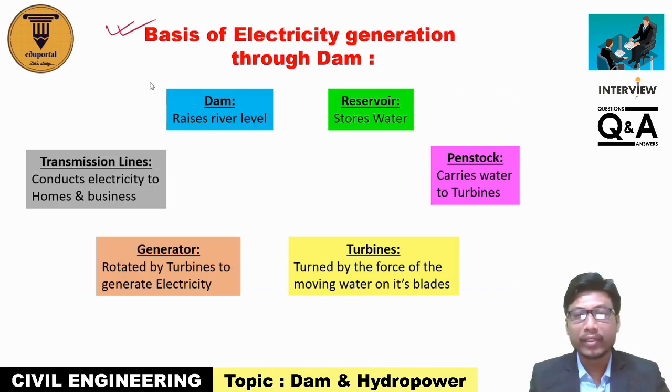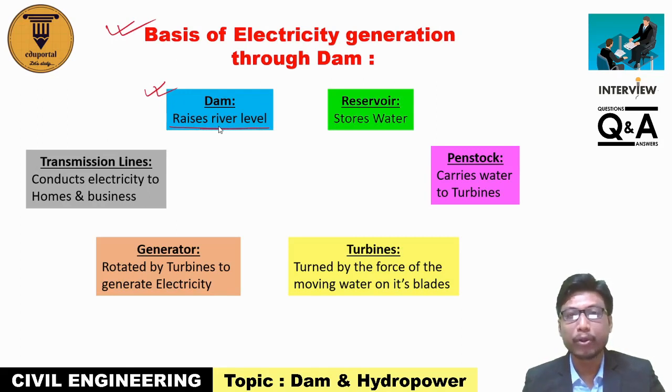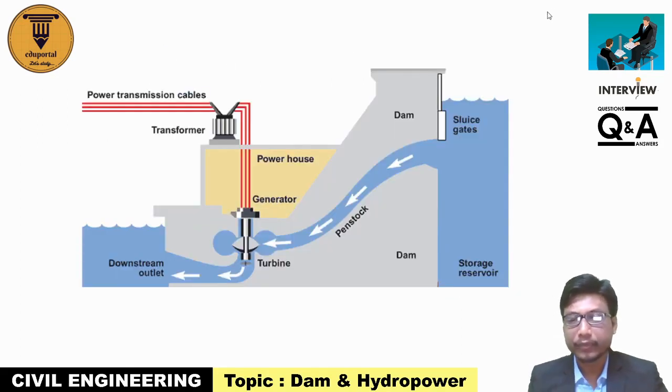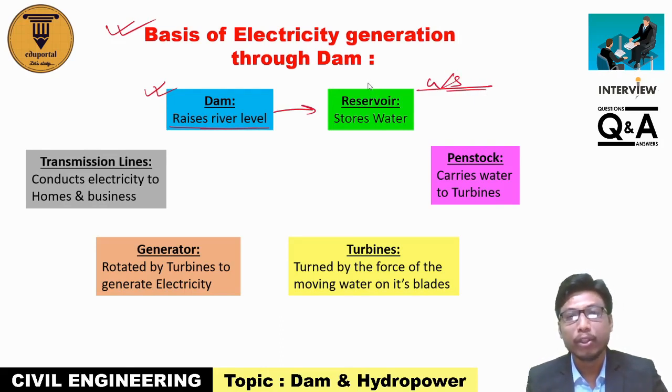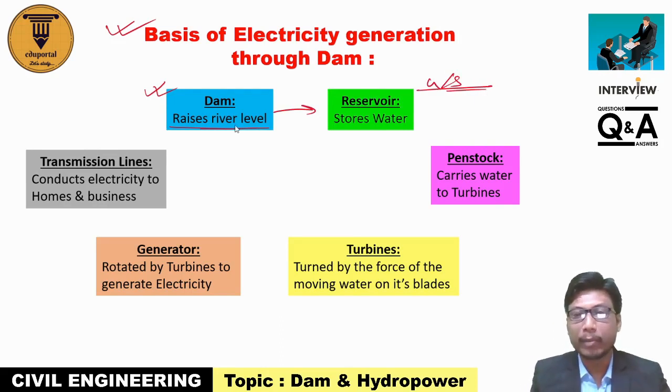Okay, so first, the dam. It raises the river level. As you know, the dam is constructed across the river, so it raises the river level. You can see the dam here, it has raised the river level. Then the reservoir is on the upstream side of the dam. On the upstream side, the reservoir stores the water. So the purpose of the reservoir is to store the water.